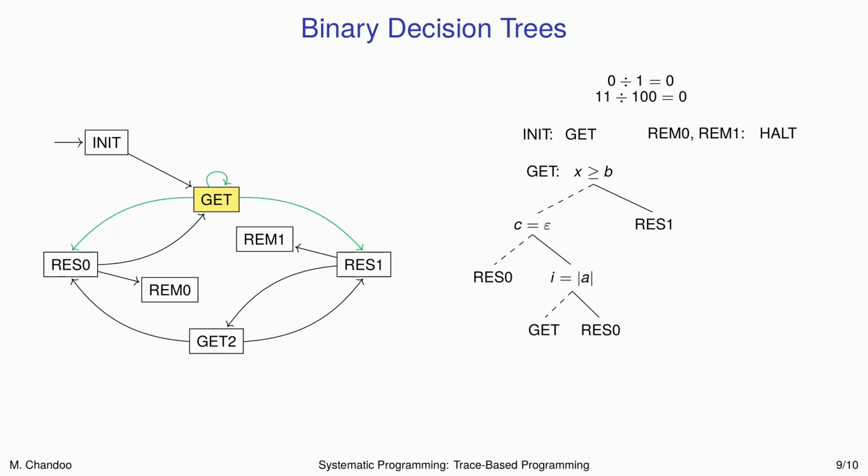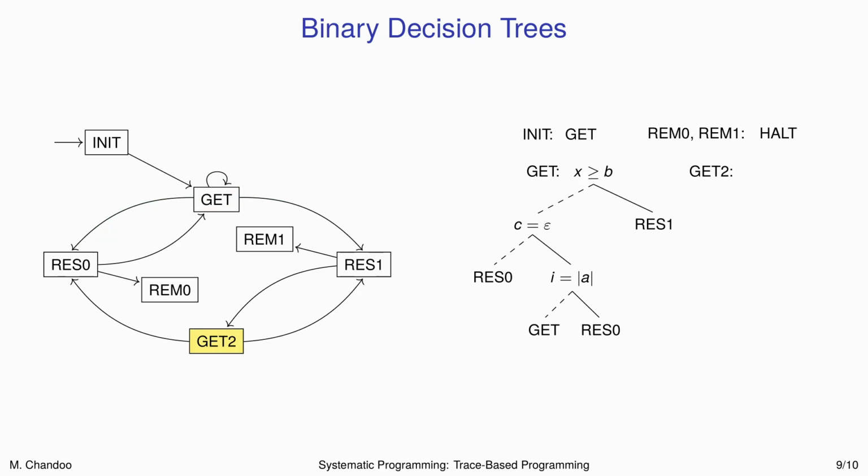Suppose you made a mistake and instead of checking for i equals the length of a, you simply wrote get instead. After you finish constructing your program, you should execute it to see if the traces produced by the program match the ones that you wrote manually. In this case, you would see that for the input 0 divided by 1, the program's trace does not match the manual one, meaning that the program contains an error. Moreover, it would directly point you to the node of this binary decision tree, so that you could fix it.